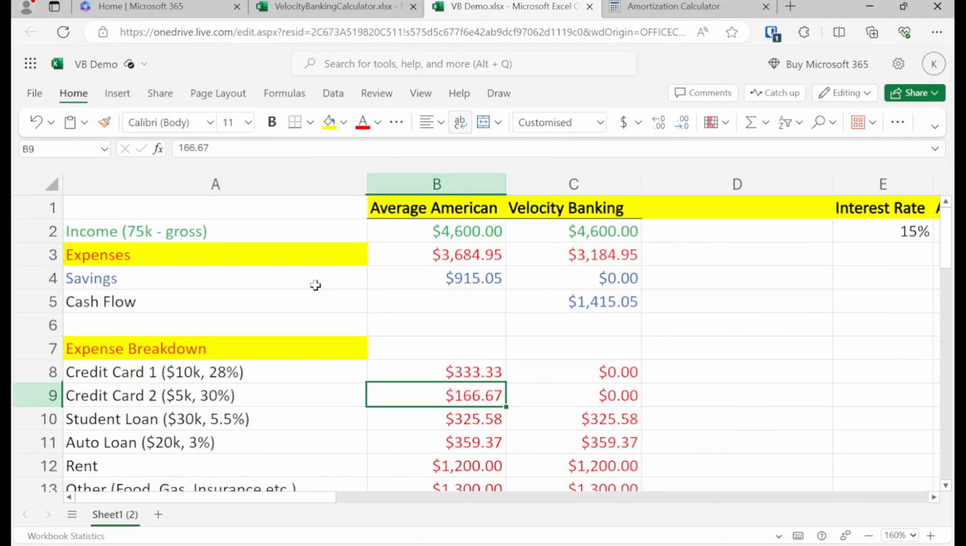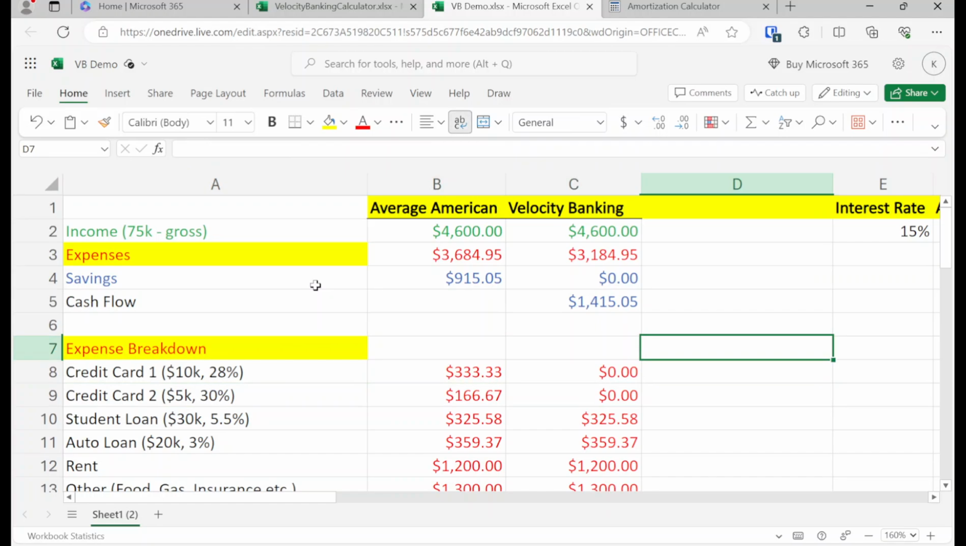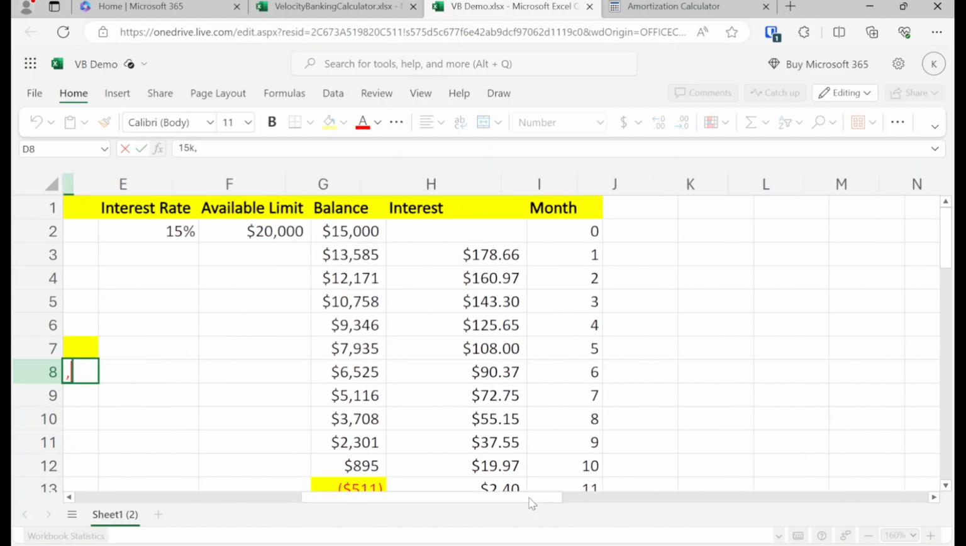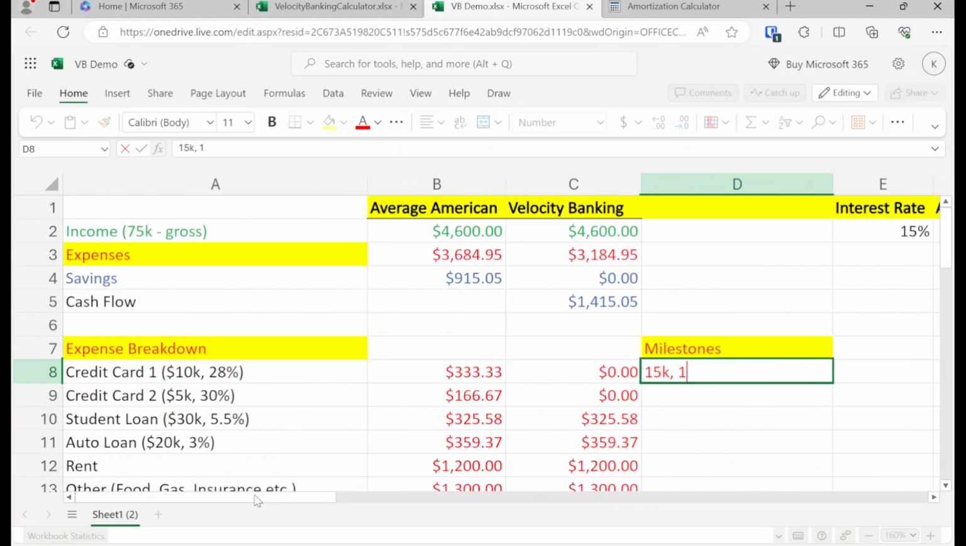So these two credit cards, some of you might be freaking out about, oh my goodness, I have $15,000 in credit cards. But it's not really a big deal if you know how to pay it off quickly and you have the right tools available. So 15K credit card debt, and what was that? 11 months. 11 months. Sweet.